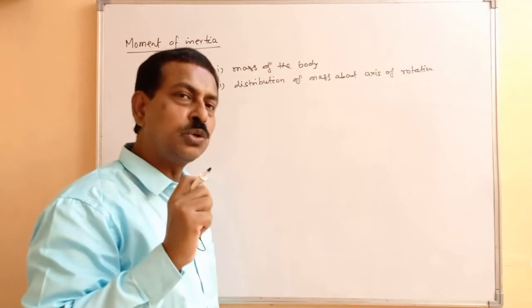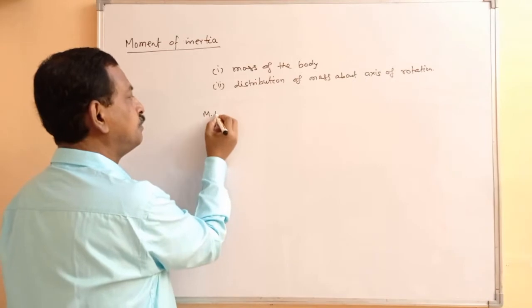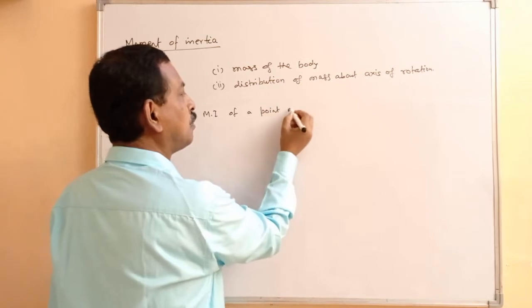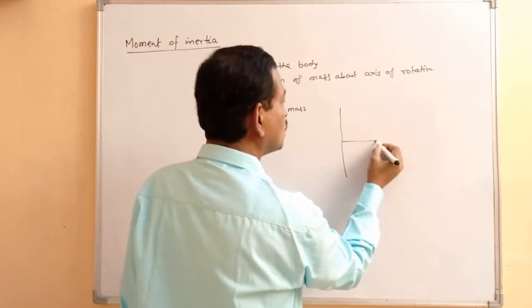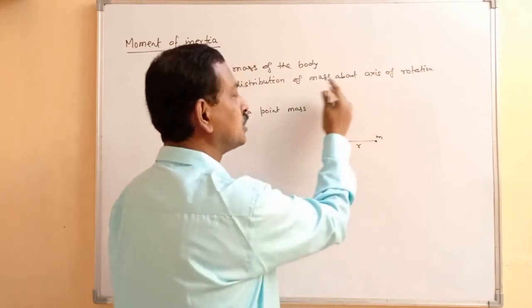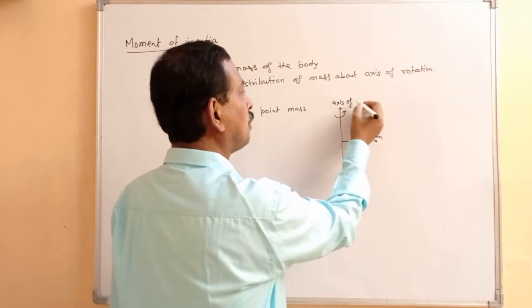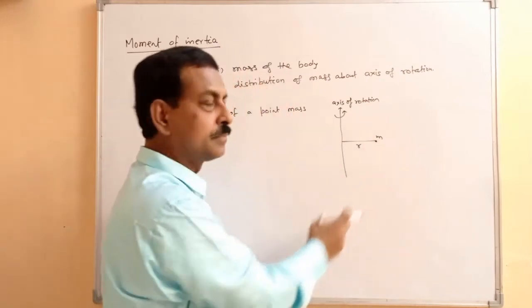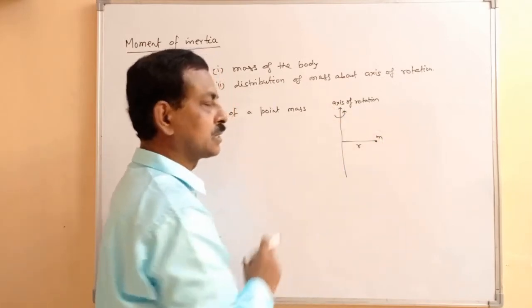Now suppose we want to find moment of inertia of a point mass. So moment of inertia of a point mass will depend upon the mass of the body, and suppose it is at a distance r, rotating about this particular axis of rotation. So this is the axis of rotation, and m is the point mass. m is the mass of a point particle which is at a distance r from the axis of rotation.